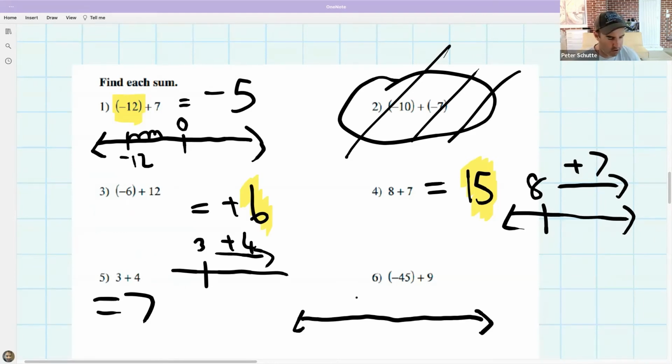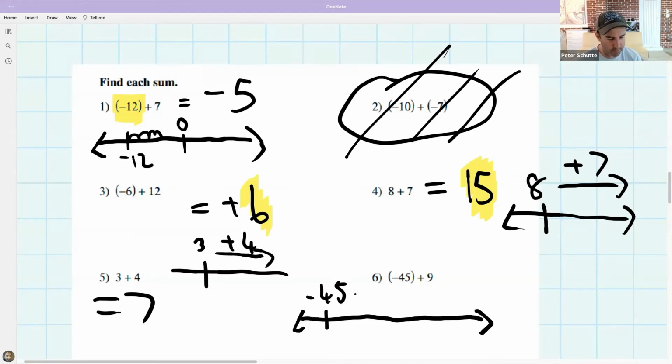Okay, so you did that first. Yes, so negative 45. Okay, and then what did you do? Then I said plus 9. Okay. So my answer, yeah, go ahead. My answer is negative 39.